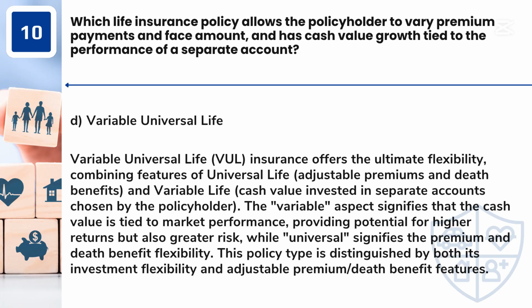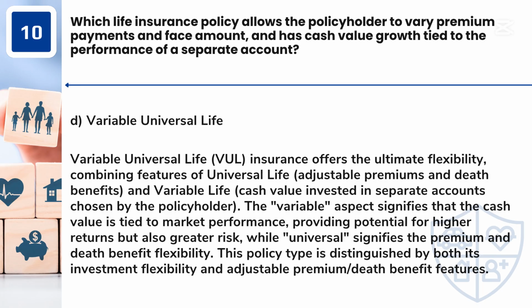Answer: D. Variable universal life. Variable universal life, VUL, insurance offers the ultimate flexibility, combining features of universal life, adjustable premiums and death benefits, and variable life, cash value invested in separate accounts chosen by the policyholder.